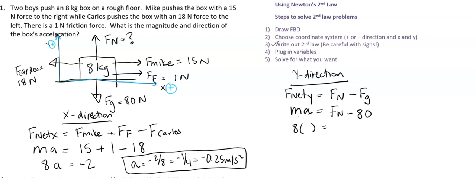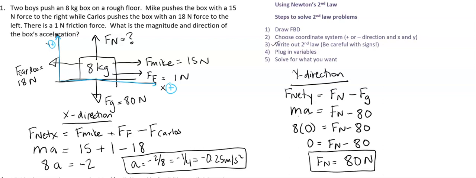What is the object doing in the y direction? In the y direction, it is not moving up and down. There is no acceleration in the y direction. So acceleration is just going to be 0. So then I have 8 times 0 equals Fn minus 80. So then I have 0 equals Fn minus 80. Fn will turn out to be 80 newtons.